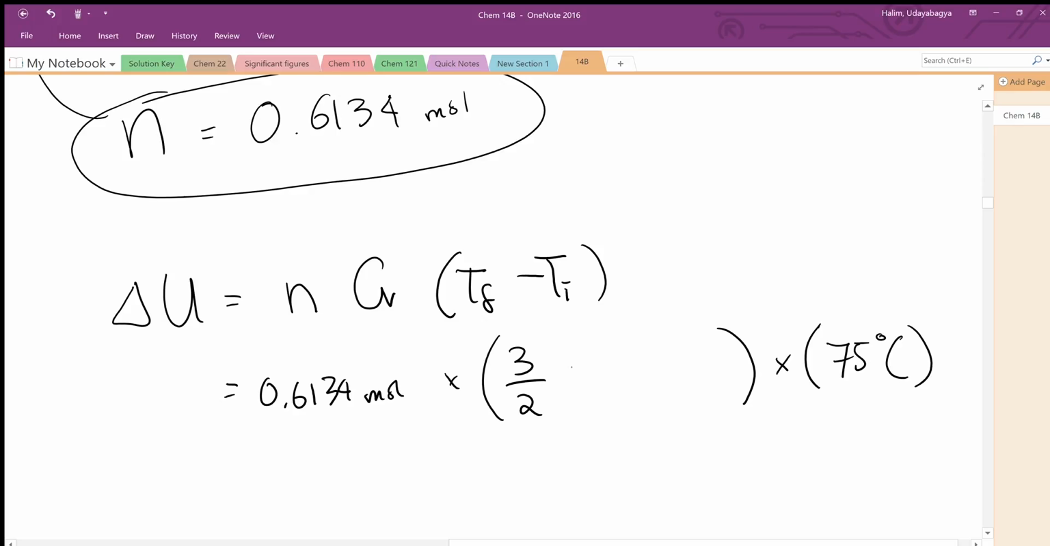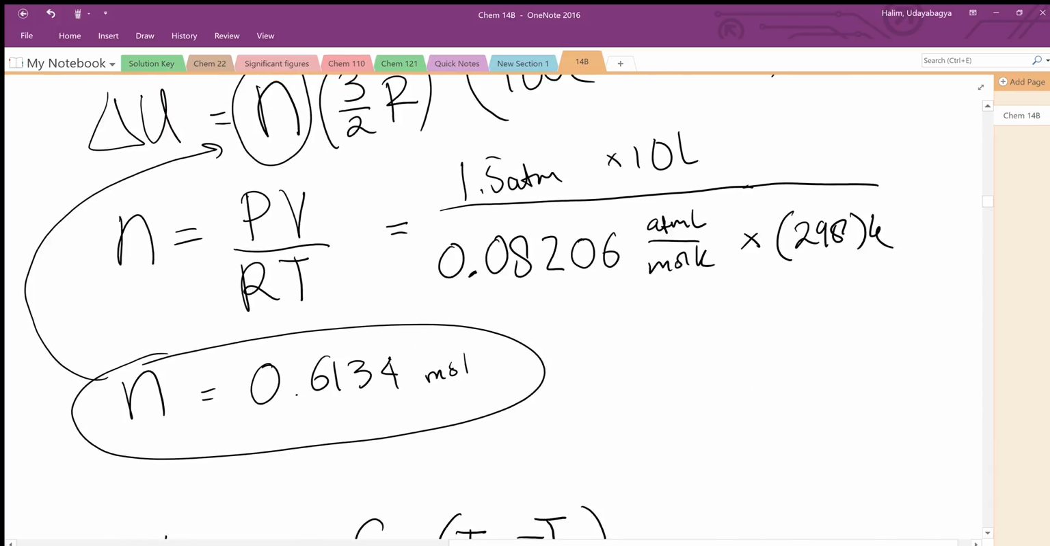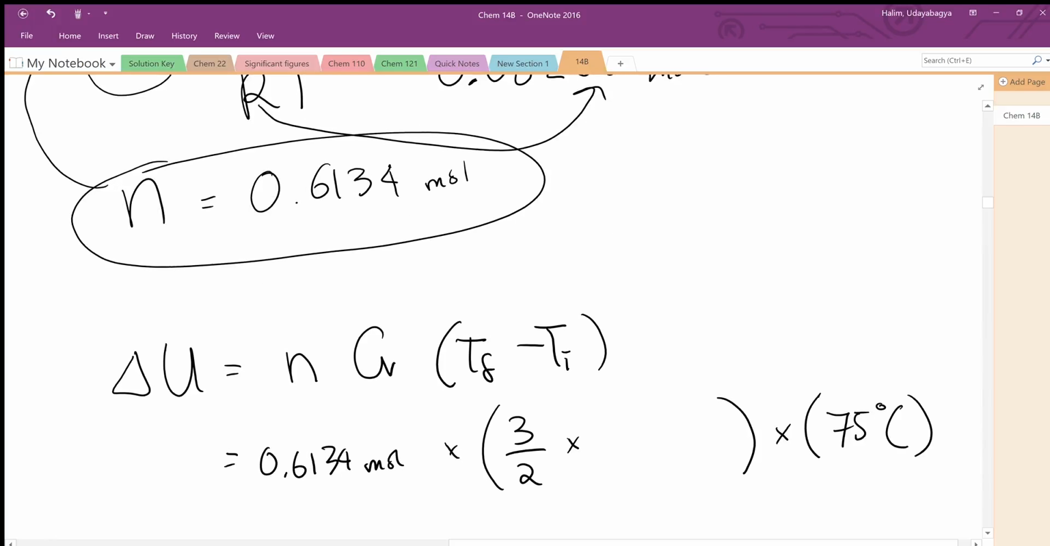So what unit of R do I want to use in this case? Well, in the previous example, when I was trying to find the number of moles, the information that I have is in terms of atm and liters. So the unit of R that I'm going to use is the one that has atm and liters in it. That way we don't have to do any more unit conversion. Here, I'm trying to figure out the change in the internal energy. So the unit that I want in the end is joules.